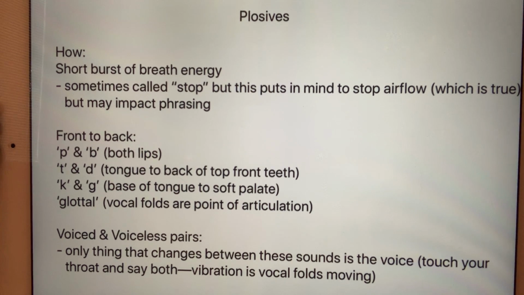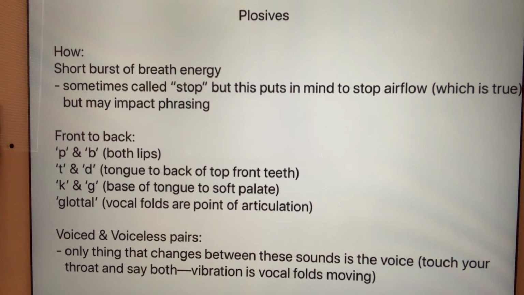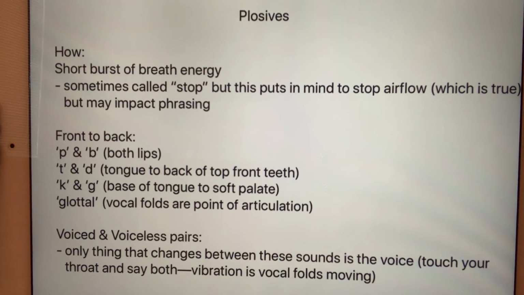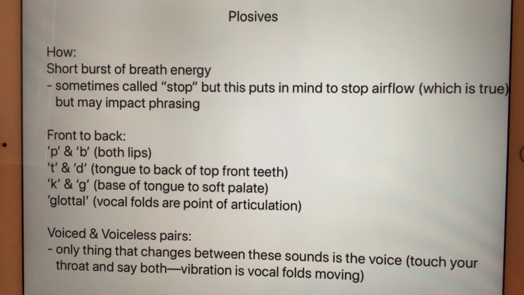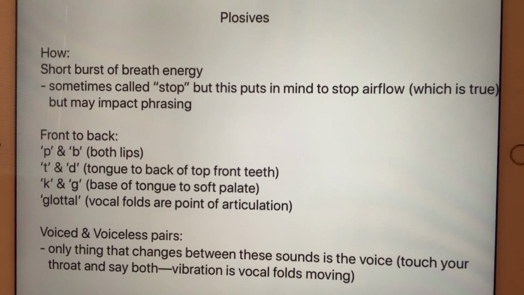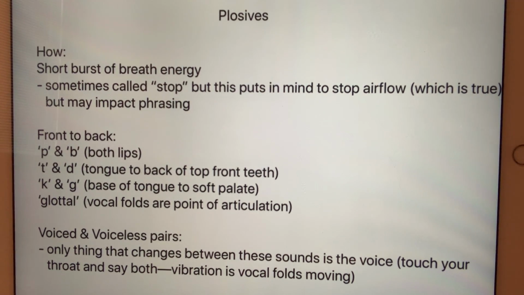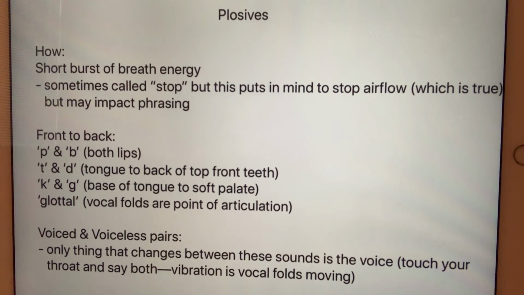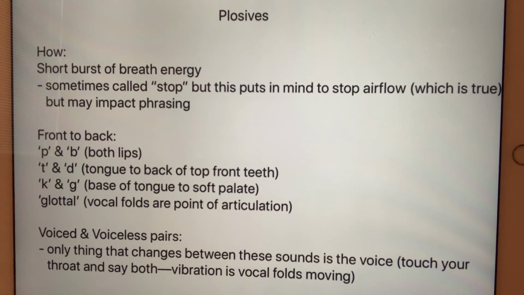So first, how is a plosive sound created? Well, like I said, it's a short burst of breath energy. Like we said, it's sometimes called a stop, but it's better to think about moving the air forward into the vowel so you carry that energy forward. The plosive sounds from the front to back are P and B. Those are bilabials, or both lips coming together, so P and B.